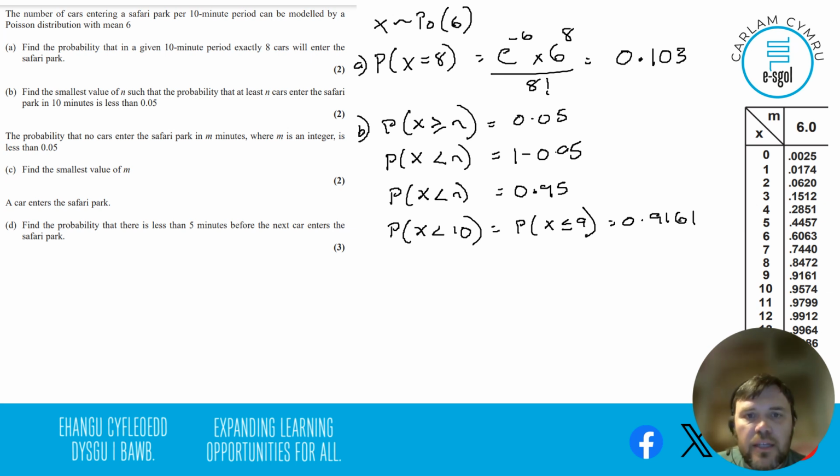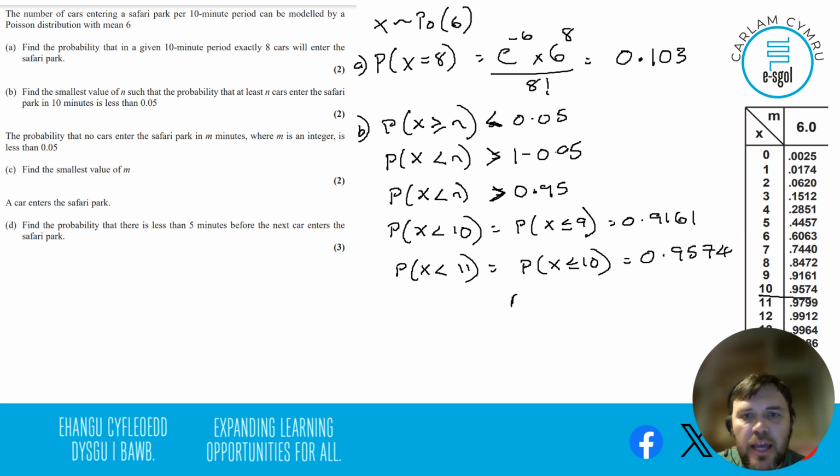Even though you put the inequalities in, it should obviously be less than 0.95. So if this is less than, it needs to be greater than here. I should have put that in at the start, but if I change that to there, it needs to be greater than 0.95. As you can see, this is 0.916. So the probability that x is less than 11 is equal to the probability that x is less than or equal to 10. If we find 10 here, that is 0.9574, which is correct, meaning that n is equal to 11 as our answer.